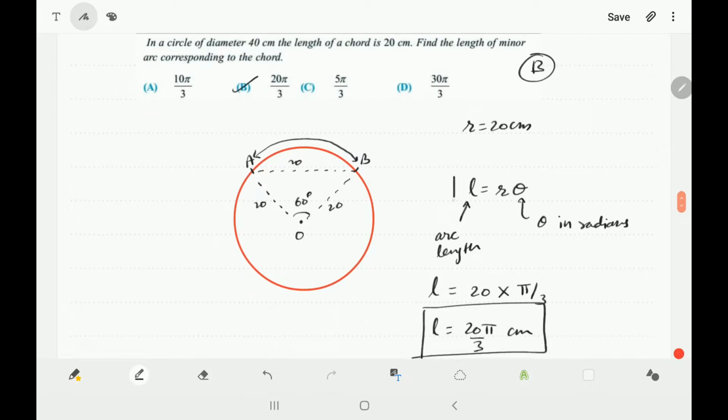Always remember that in the formula L is equal to R theta, L is the length of the arc, R is the radius of the circle, and theta is the angle subtended by the chord or the minor arc or the major arc, whatever arc it is. The theta is the angle subtended by that arc at the center in terms of radians only. The units of the theta should be radians.